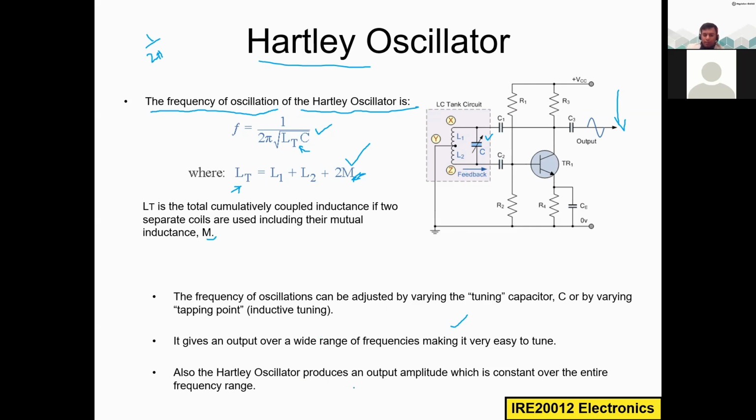Also, the Hartley oscillator produces an output amplitude which is constant over the entire frequency range. That's correct, because we want only sustained oscillation. We do not want the damped oscillation that we had seen in the last lecture, what is damped and what is sustained. So we can have a sustained oscillation.